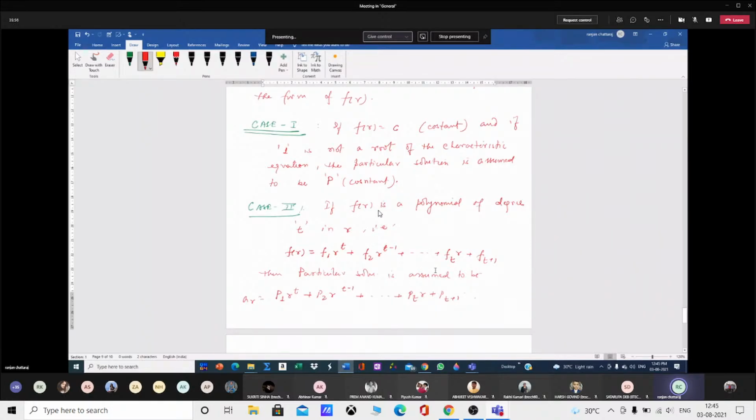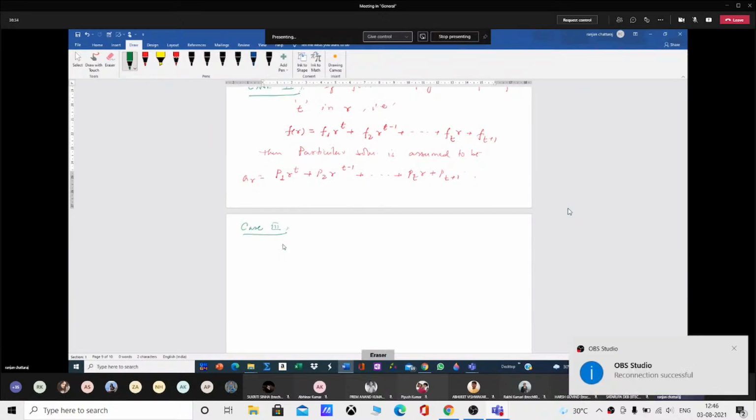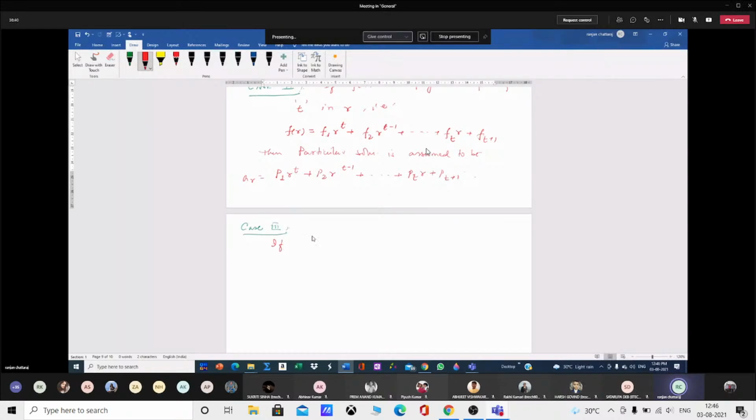So if it is a constant, then directly the solution is some constant. Now you need to eliminate this constant. If it is a polynomial, instead of these constants, we should write other constants. If f(r) is in the form of beta to the power r, beta is another constant, or depending upon the characteristic root, where beta is not a characteristic root.